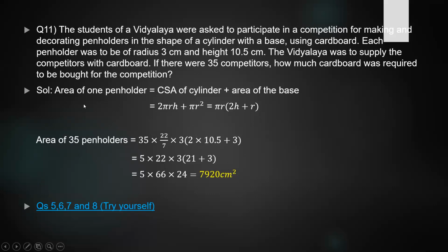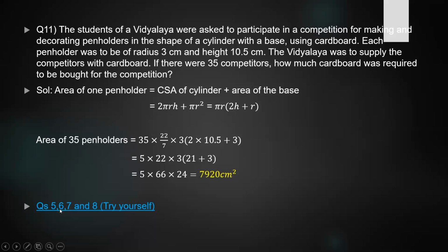Now, as you can understand, a pen holder is also a real life example. A pen holder has a closed bottom base. That means the circular base at the bottom is closed, but the top circle does not exist. So the area of the pen holder is going to be the CSA of the cylinder plus the area of the base, which is 2 pi r h plus pi r square. Substitute the values in the formula. Everything is given to you, and you get the area of 35 pen holders as 7920 centimeter square.